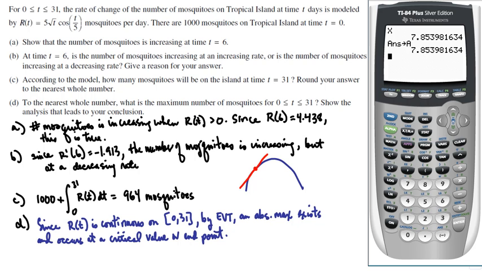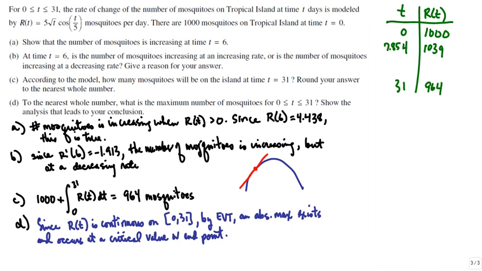I have that. Now if I want to go back into my graph and take the integral from 0 to A, I'm going to see that that value is 39.356, or rounded, 39. I'm going to add 1,000 to that, and that gives me 1,039. So I'm going to add that result to my table.